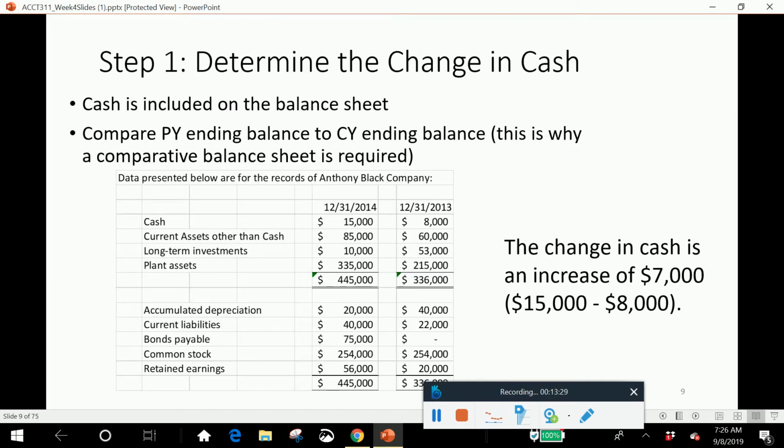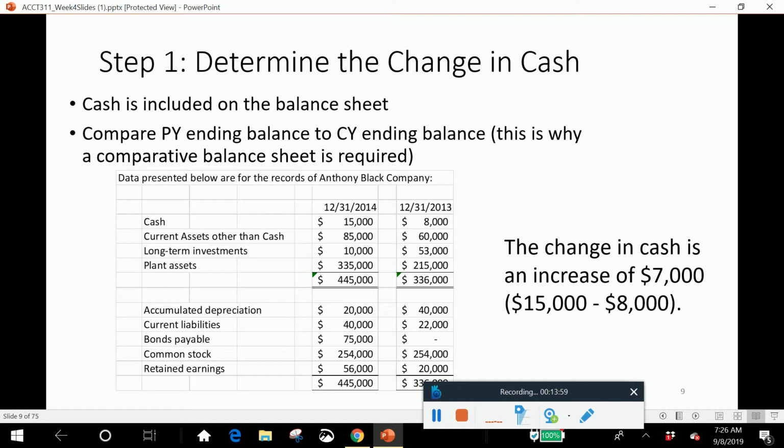Okay, so first of all, determining the change in cash. We know that cash is included on the balance sheet, and so all we're going to do is compare the prior year ending balance to the current year ending balance. And if we look at the example presented below, we can see that cash went up by $7,000. So our change in cash for 2014 is $7,000.